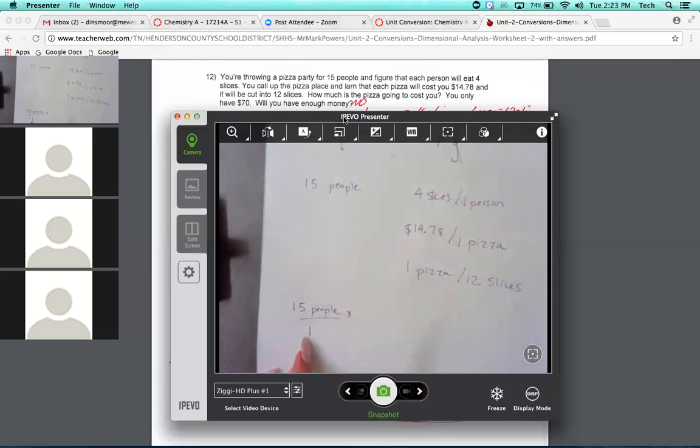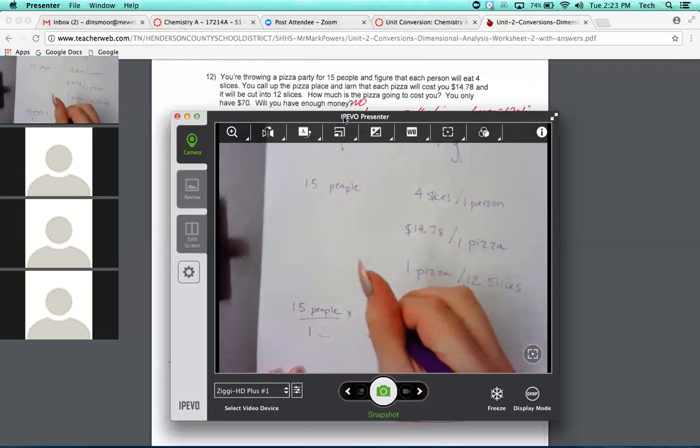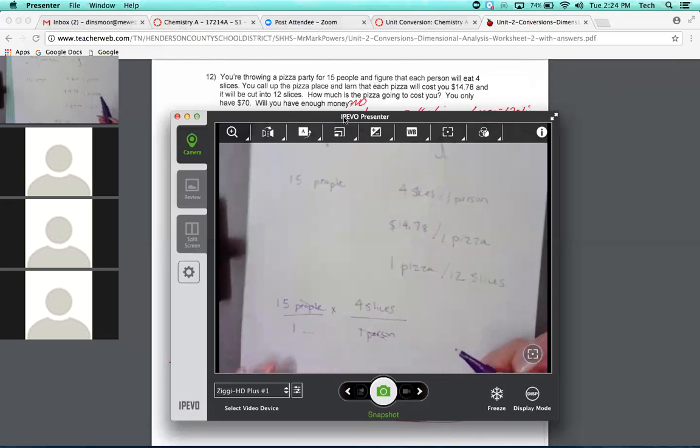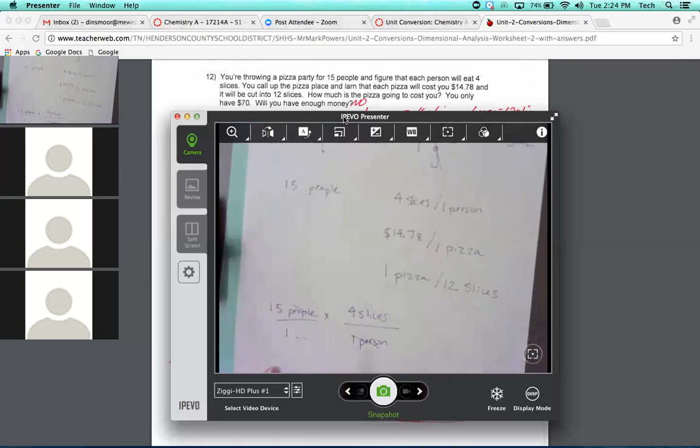Now this is a new situation. We don't have a unit here. That's okay. We're multiplying now by 4 slices per, we'll say, 1 person. But that's going to help us get rid of people. Okay, now we need to get rid of slices. Well, guess what? We know a ratio about slices to the pizza. So now we're going to multiply. We know that 1 pizza has 12 slices. Slices go away. Now we're with pizzas.